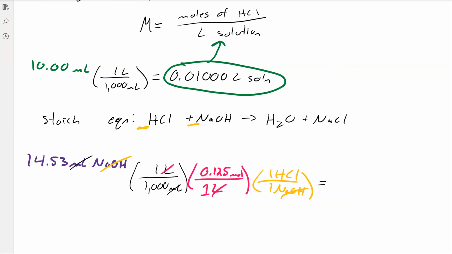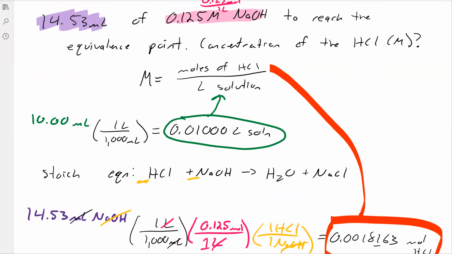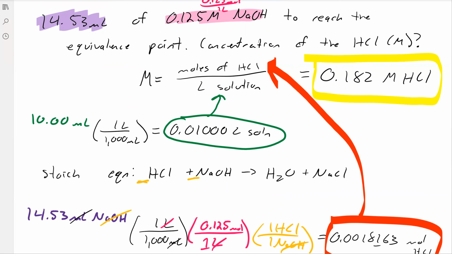So we can go ahead, plug and chug through our calculator. We should get 0.00182 moles of HCl. And then we simply take this value and plug it up top for our moles of HCl, divided by the liters of solution, and then you should get 0.182 molar HCl. So again, nothing really new there, just some conversion problems using our units of concentration. And then really the best way, as always, to get good at this is to do some practice.